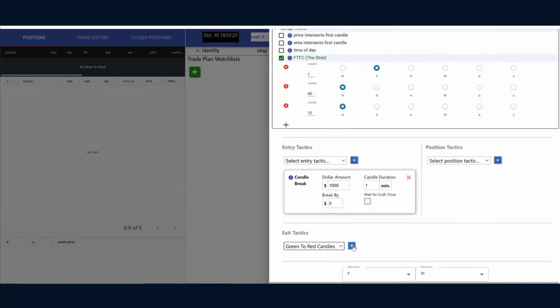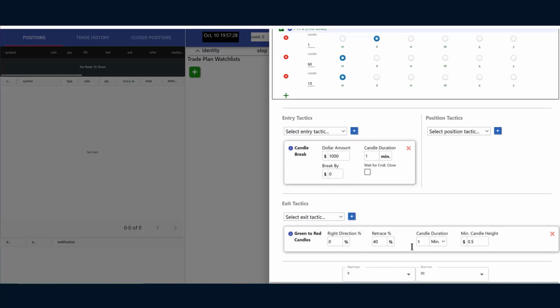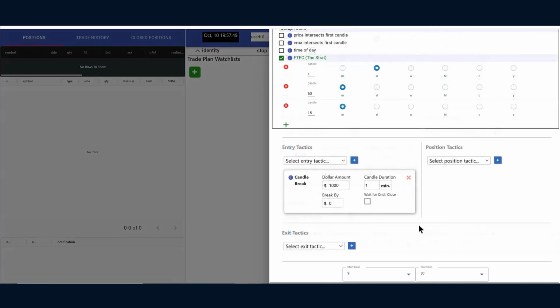Green to red candles is a way to watch price for hard reversals against you, so that you can exit before things turn ugly. This can protect your profit or greatly reduce your loss, so that you don't have to take your full loss on a position that goes bad. With this exit tactic, you can detect when price retraces the prior candle by some percentage. If that happens, you can exit early and avoid a bigger loss than necessary.